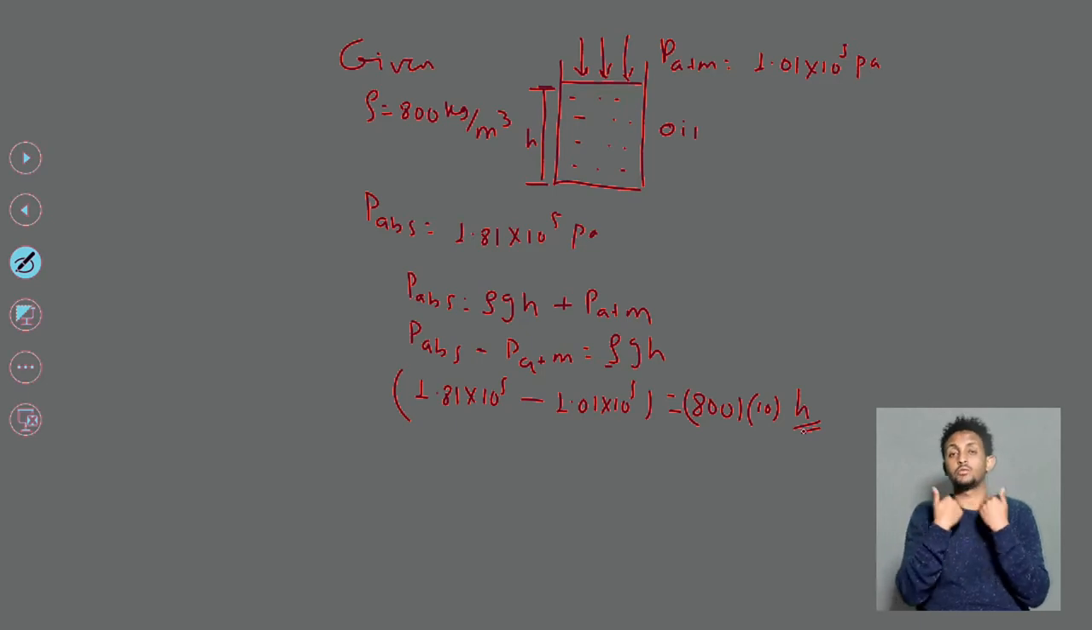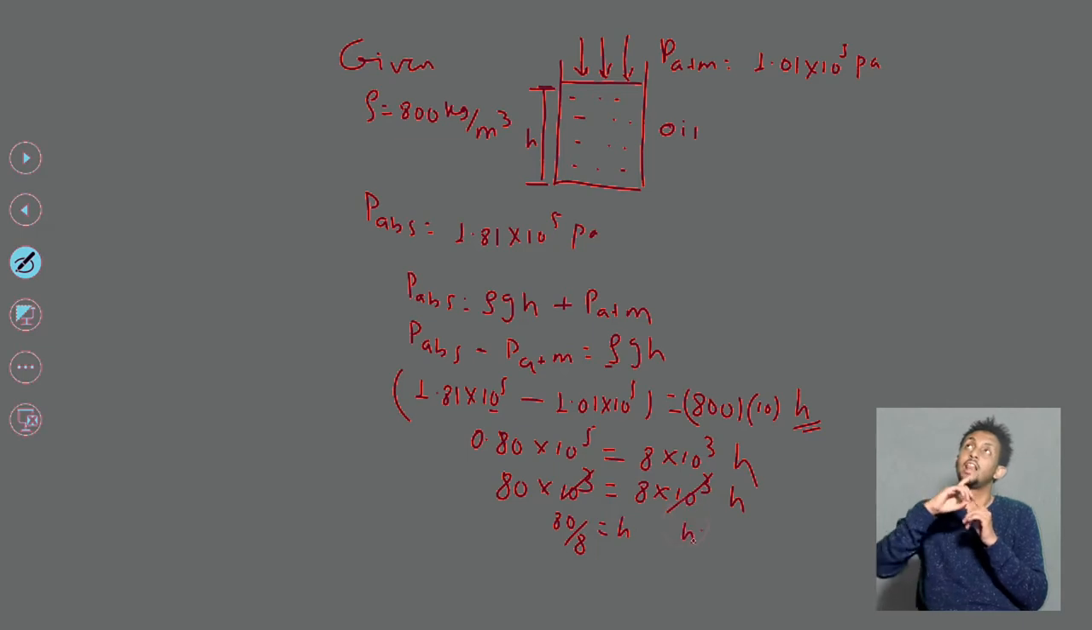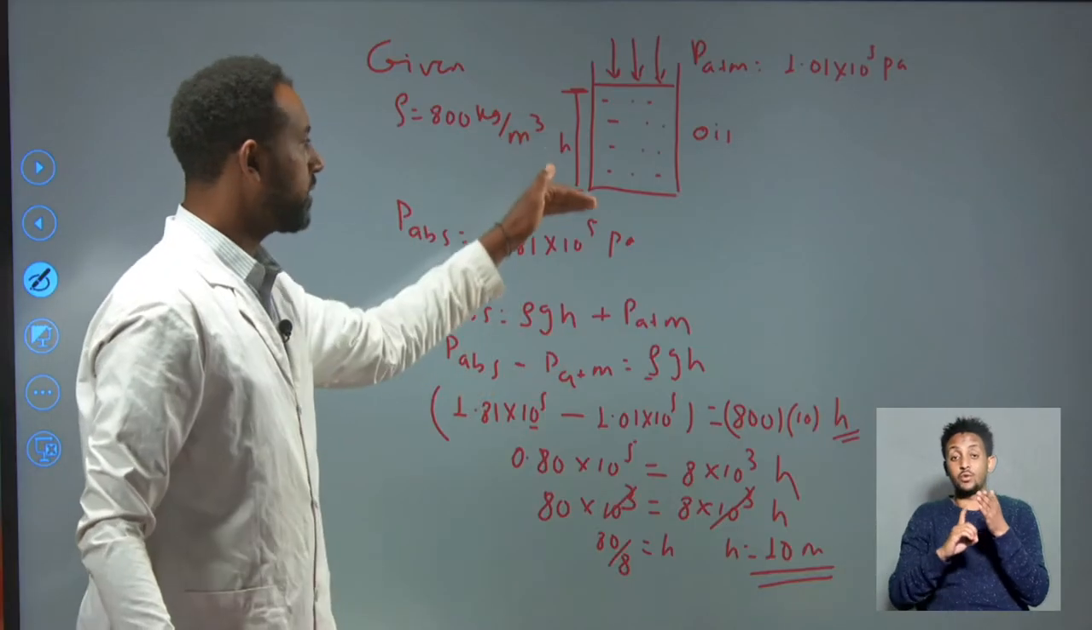Therefore, when we subtract this, it gives us 0.80 times 10 to the power of 5. Okay, 10 to the power of 5 is common for both, equals, when you multiply this, 8 times 10 to the power of 3 times h. Okay, so if you take 10 to the power of 4 here, it might give us 80 times 10 to the power of 3 equals 8 times 10 to the power of 3 times h. 10 to the power of 3 cancels 10 to the power of 3. 80 divided by 8 is the elevation h. So h can be given as 10 meters. So the depth of the oil in the tank is 10 meters.